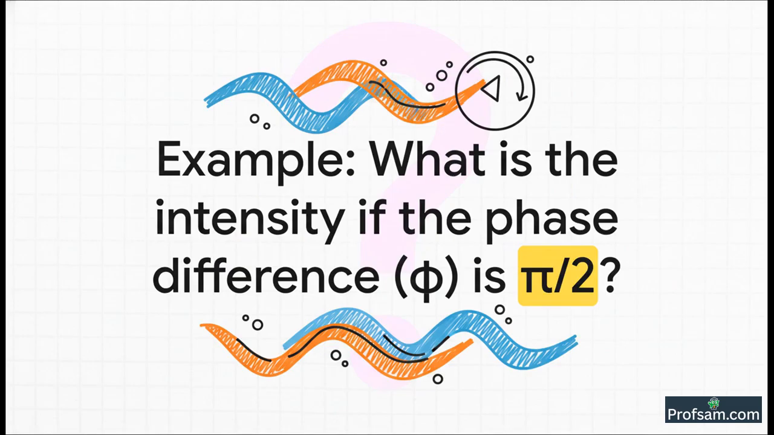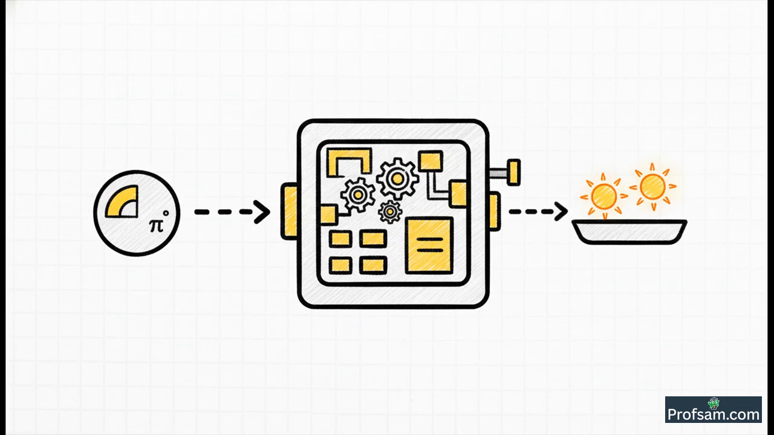Let's test it out with a very simple example. What would be the intensity if the phase difference, phi, is not 0 or pi, but right in the middle, say pi by 2? Let's find out. Okay, so we just take our master formula. We put phi equals pi by 2. So we need cos square of pi by 2 divided by 2, which is pi by 4. Now what is cos of pi by 4? You know this, it's 1 by root 2. We have to square that, so we get 1 by 2. Finally, we have 4 I naught times 1 by 2, which gives us 2 I naught. Very simple. So in this case, the final intensity is just the simple sum of the two individual intensities.